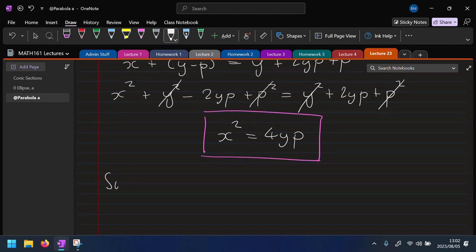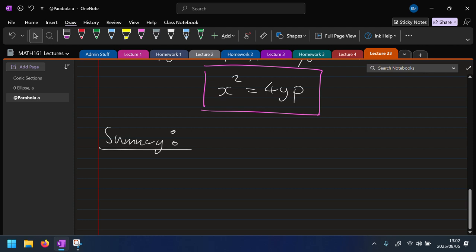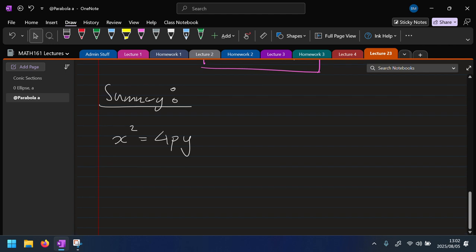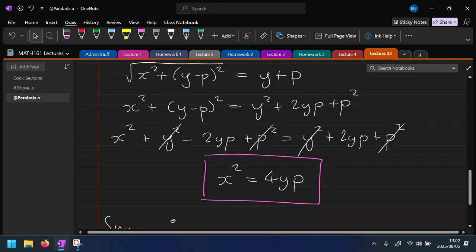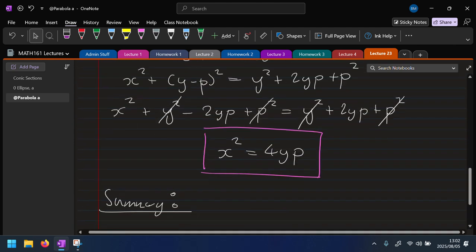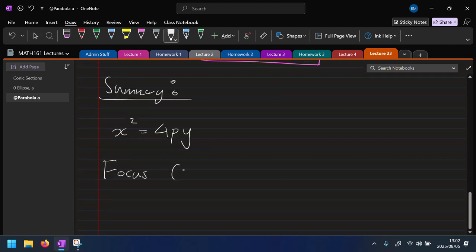Next, just a summary. So again, the focal point, vertex, all that stuff. For a parabola, we have the equation x squared equals 4py. So you should be familiar with that equation. Then the focus, we had that right at the beginning. That was at (0, p). Let's call that F. Then the vertex. You can think of the vertex as like a turning point.